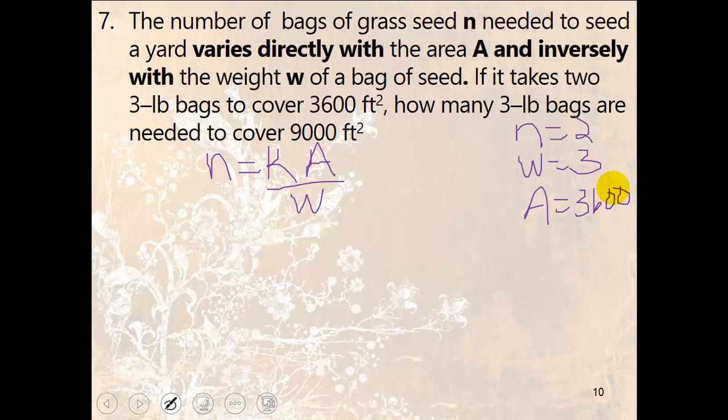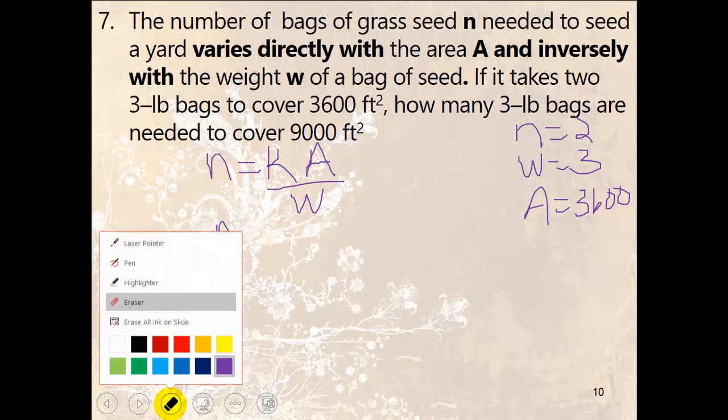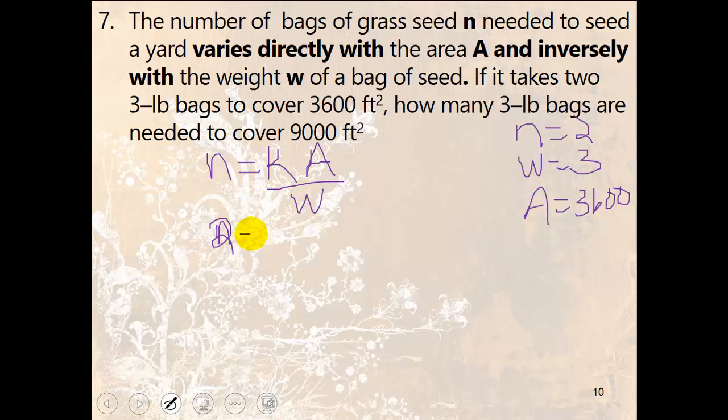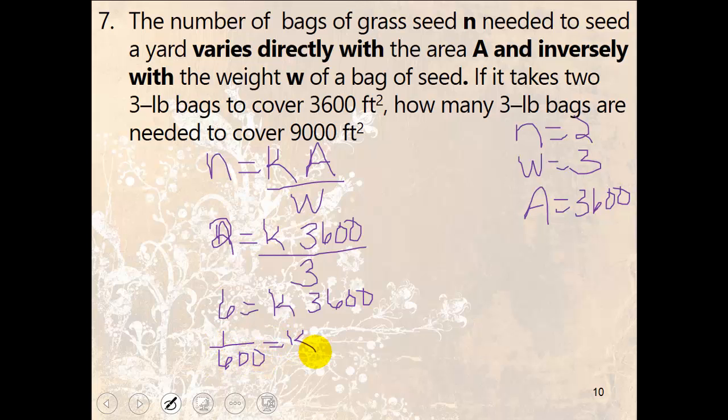Okay, so we're going to plug that in. N is 2. So 2 is equal to K, I don't know, times area, 3,600, over W, the weight of one of those bags, which is 3. Okay, so I'm going to solve, and I get 6 is equal to K times 3,600. So 1 over 600 is equal to K. Right?